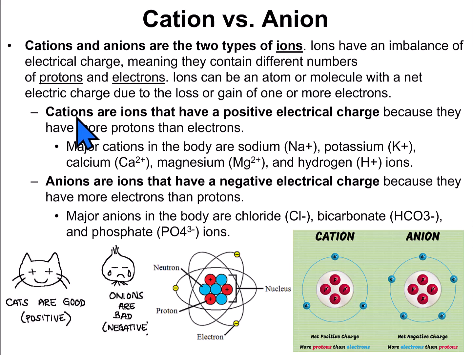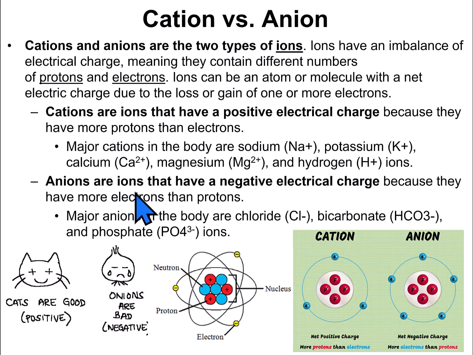Now, cations, you want to make sure you star this. These are ions that have a positive electrical charge because they have more protons than electrons. Examples: sodium, potassium, calcium, magnesium, and hydrogen are all cations. And I always associate cations with the T here. The T looks like a positive charge. Anions don't have a T. That reminds me that cations have a positive charge. Another thing is I like cats. Cats are good. They're positive.